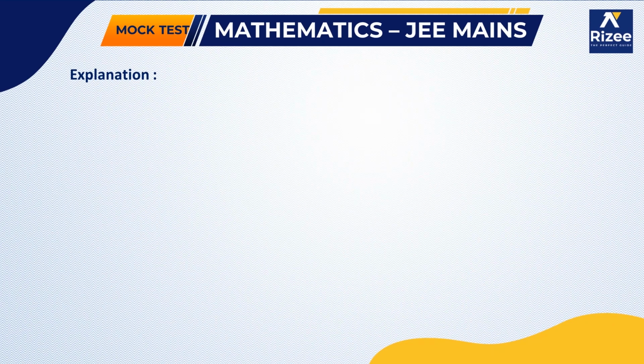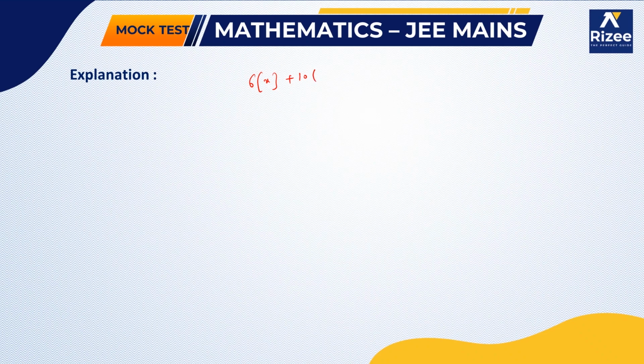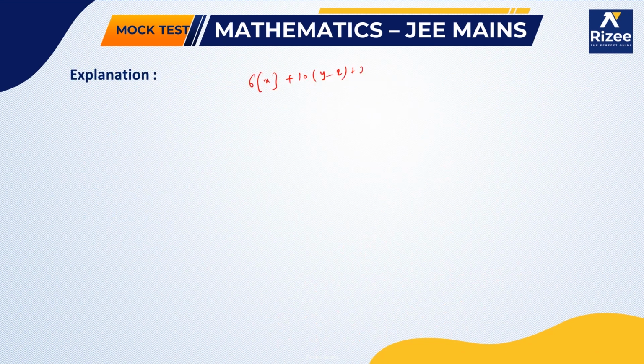6 into x plus 10 into y minus 2 plus 2 into z minus 5. In these terms I am taking 2 as the common: 3x plus 5y minus 10 plus z minus 5 equals 0. 3x plus 5y plus z equals 15.